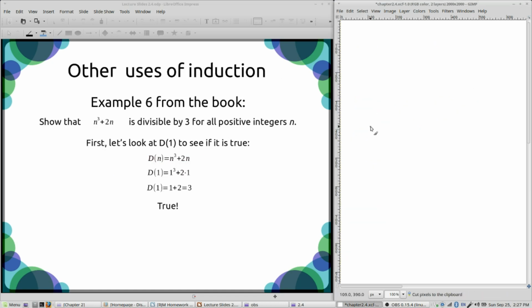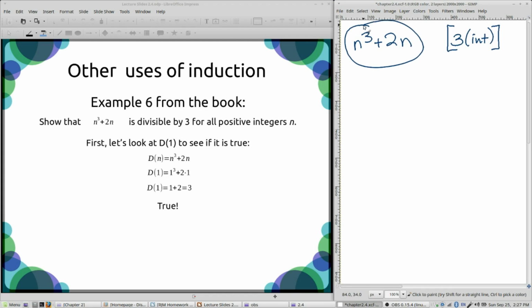So let's look at example 6 from the book as well. We have n cubed plus 2n is divisible by 3 for all positive integers n, so 3 times some integer. So we'll just write it that way for now. That's kind of the form we're going to want to end up with. But right now we have this, and we're writing this as d of n is equal to n cubed plus 2n.